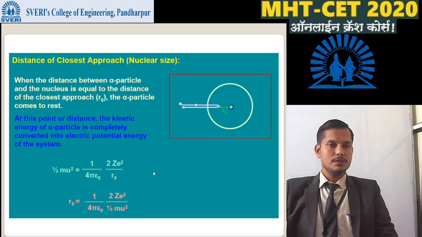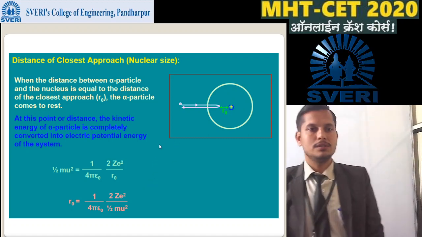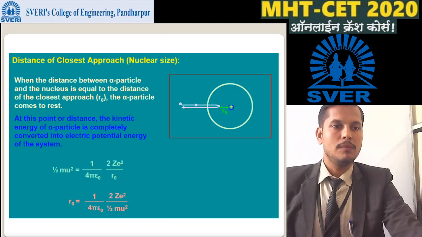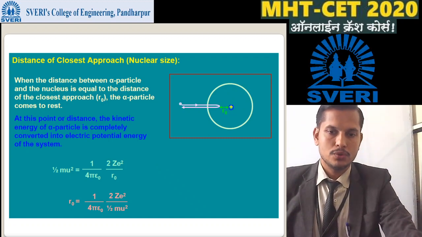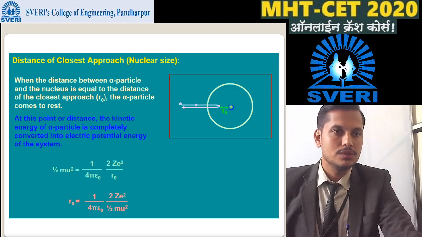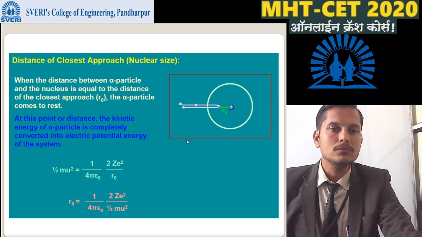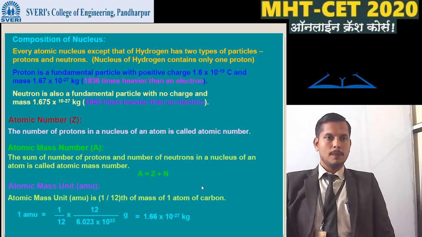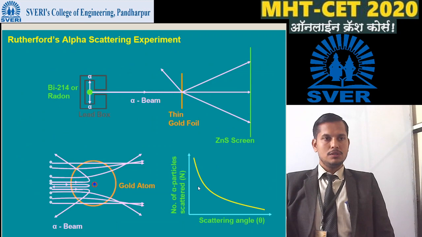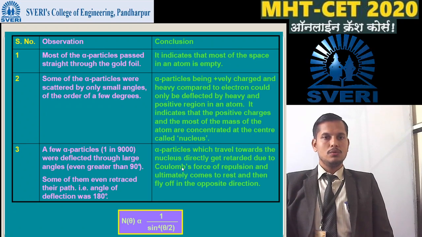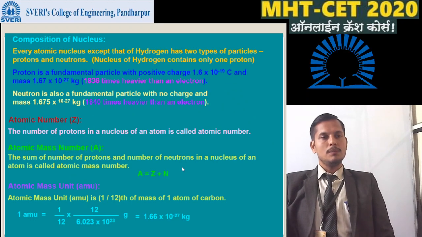So what happens when the distance between the alpha particle and the nucleus is equal to the distance of closest approach? The alpha particle comes to rest. So here, the alpha particle is coming to rest at the distance of closest approach. Then we will check the composition of the nucleus. So first we have discussed Rutherford's alpha scattering experiment compared to other experiments, then the observations and conclusions, and the distance of closest approach.